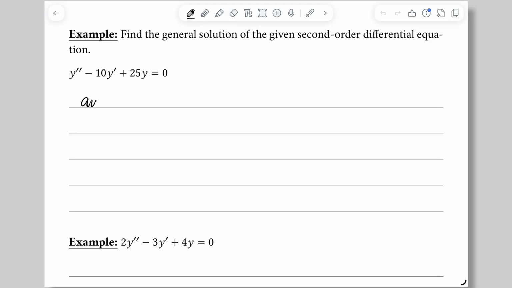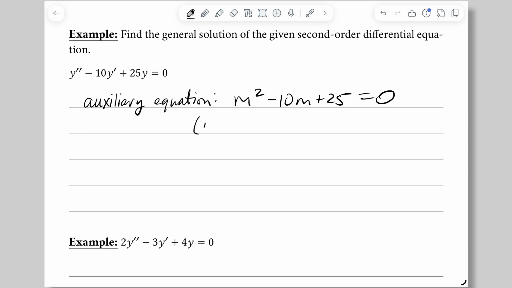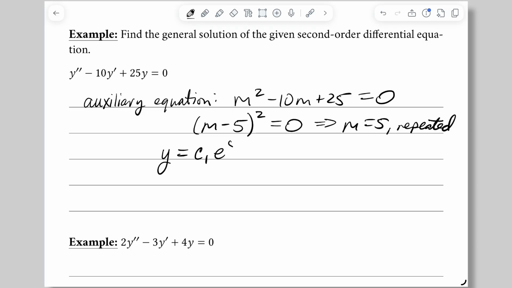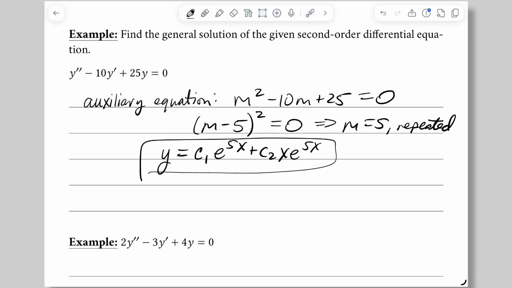We're going to start with the auxiliary equation, which in this case is m squared minus 10m plus 25 equals 0. You may know this factors as a trinomial square, into (m minus 5) squared equals 0. You should keep the structure of an equation. Let's practice good math here. And we find that m is equal to 5 repeated. From previous information, we know then that y is equal to c1 e to the 5x plus c2 x e to the 5x. Yep, that's it. We're moving on.